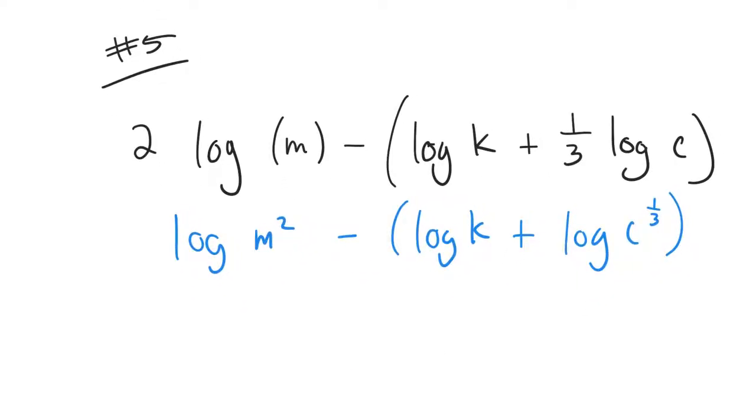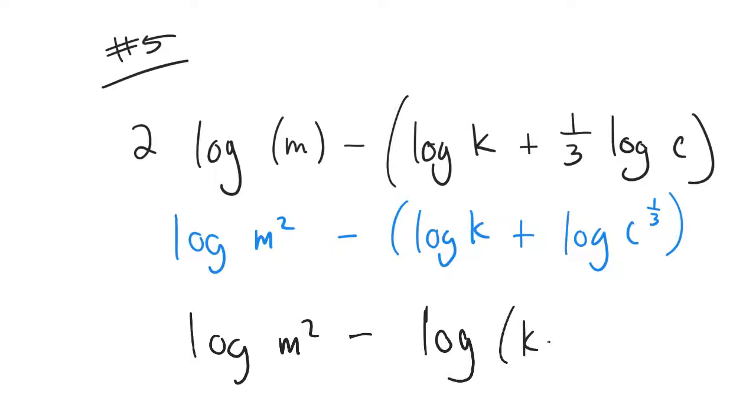So far, so good? Then what's in parentheses can be combined because you're subtracting that whole thing. So I want one whole term there. So what does this become if I combine it? I'll leave the first one alone. If I combine log k plus log c with the 1/3, what is that going to be? Log k times c to the 1/3. Good. Okay. Remember, you're always getting rid of log.